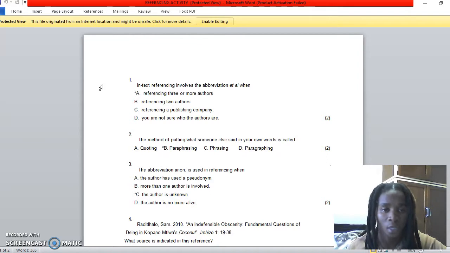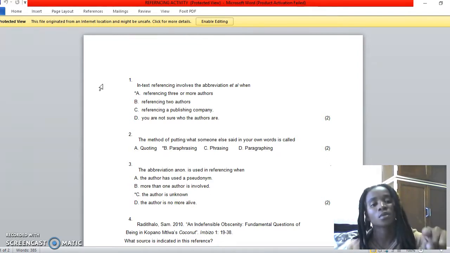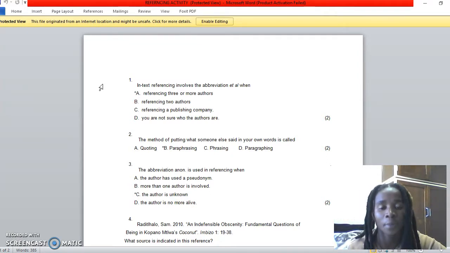Number 1, it states, in-text referencing involves the abbreviation et al. when, and here are the options. A, referencing 3 or more authors. B, referencing 2 authors. C, referencing a publishing company. D, you are not sure who the author is. Now, this phrase et al.